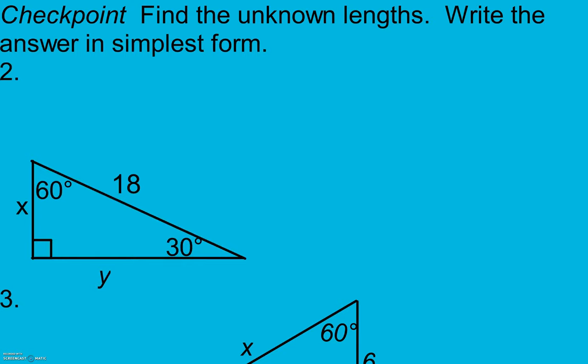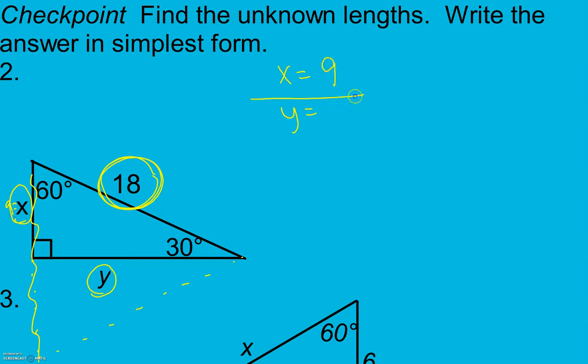Feel free to pause here and give this a try if you'd like. We're going to find the unknown lengths and write the answer in simplest form. Here I have x that I'm looking for and y that I'm looking for. If my hypotenuse is 18, again, this comes from an equilateral triangle, that means my whole base here would have been 18. So half of that is my x value, 9. Shorter leg is 9 if my hypotenuse is 18. Because remember, 2 times my shorter leg gives me my hypotenuse.